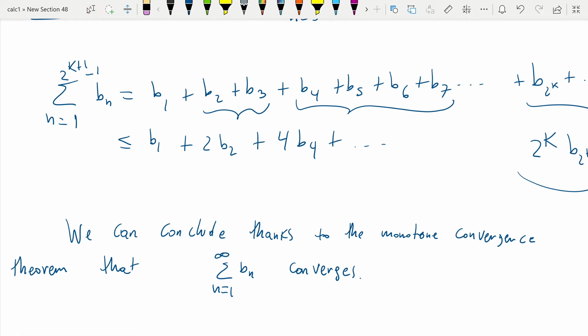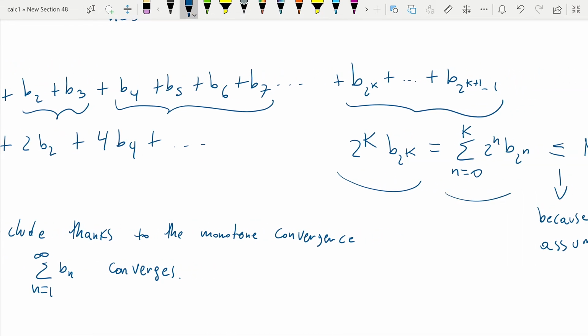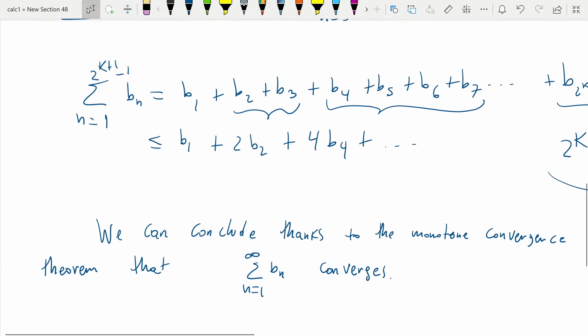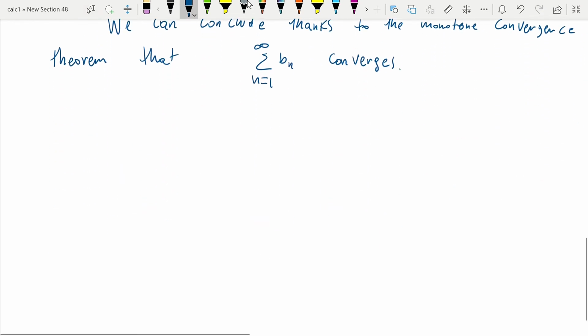But what we can say here, I mean, we can miss a factor of 2. So you know that this will converge if and only if the sequence b2 plus 2 times b4 plus 4 times b8 converges. So this sum here will converge if and only if, when we divide by 2, we still have a convergent series, right? But of course, b2 is bounded by b1.